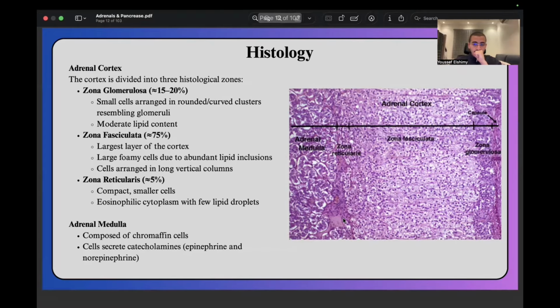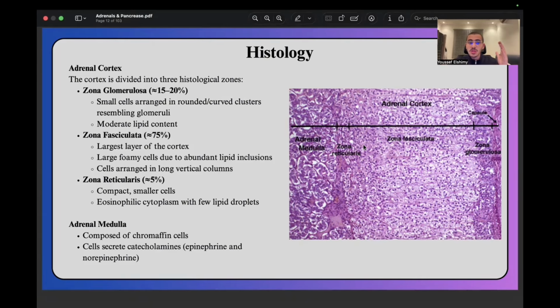Okay. Histologically, we mentioned that we have adrenal cortex and adrenal medulla. The adrenal cortex has 3 layers: zona glomerulosa, fasciculata, reticularis. Starting with the zona glomerulosa, it's the outermost layer. It contributes to 15 to 20% of the adrenal cortex. It's basically small cells arranged in rounded or curved clusters that resemble glomeruli. That's why it's called glomerulosa, because these cells are arranged in a way that resembles the glomerulus, the functional unit of the kidney, and it has a moderate amount of lipid content.